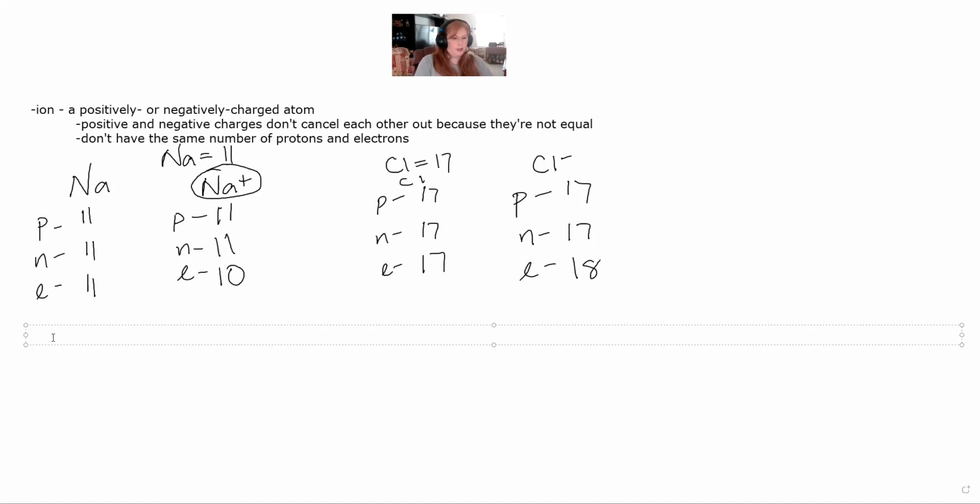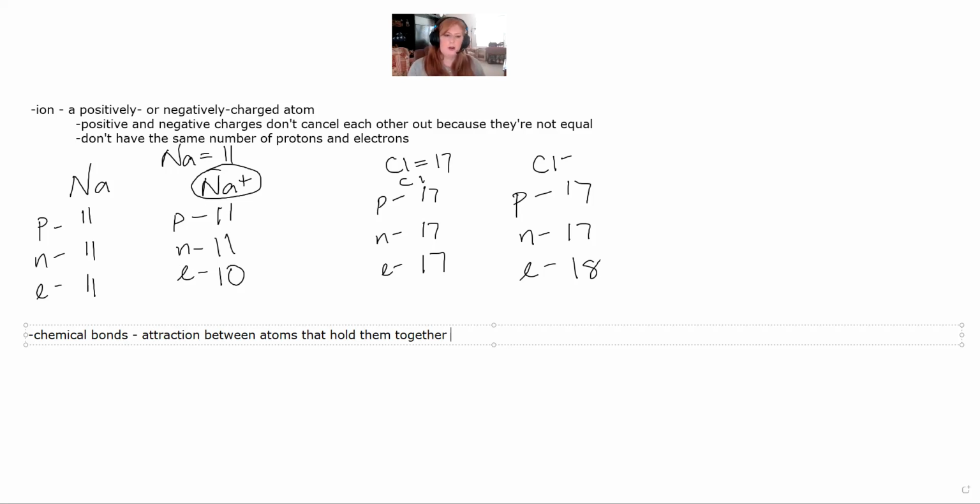All right, let's talk about chemical bonds. Circle back around to our ions here in just a second. Chemical bonds are the attraction between atoms that hold those atoms together.